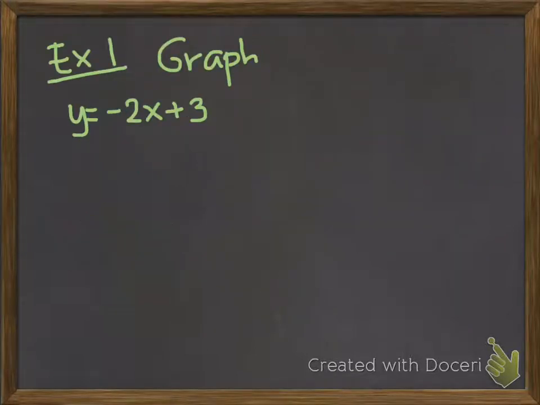Example 1, we're going to graph y equals negative 2x plus 3. Step 1 says it needs to be y equals. Well, if I look at this, it's y equals negative 2x plus 3. So the slope is the number in front of the x, so it's negative 2. And the y-intercept is positive 3. The negative 2 isn't a fraction, but we can make it into a fraction by putting a 1 underneath it. Okay, so now we're going to graph.